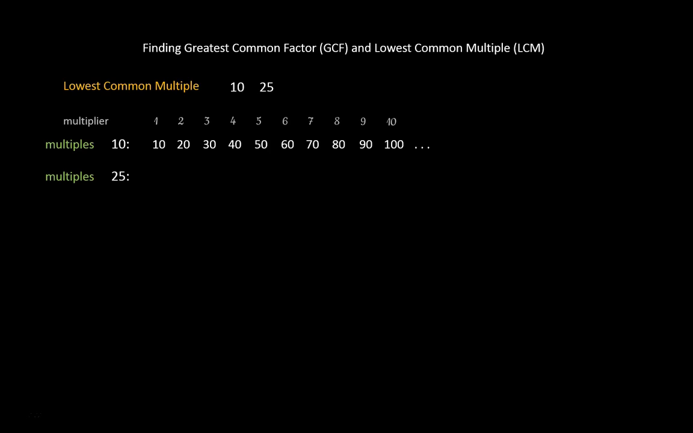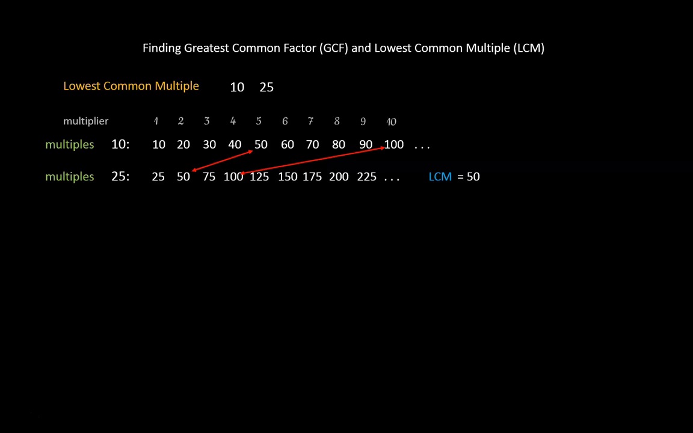Let's get the multiples of 25 using either the multipliers or just adding 25 each time. Note that these are multiples of 10 and 25. They are not factors of 10 and 25. Now, which of these multiples are in common? Here, 50 is a common multiple to both these numbers. Are there any others? Here's another one, 100. So we have here 2 common multiples, and there are more if we continue the series, but we're interested in only the lowest one. Clearly, it has to be 50.